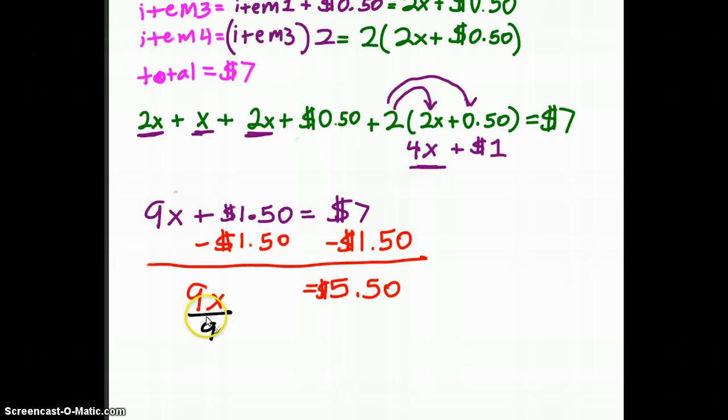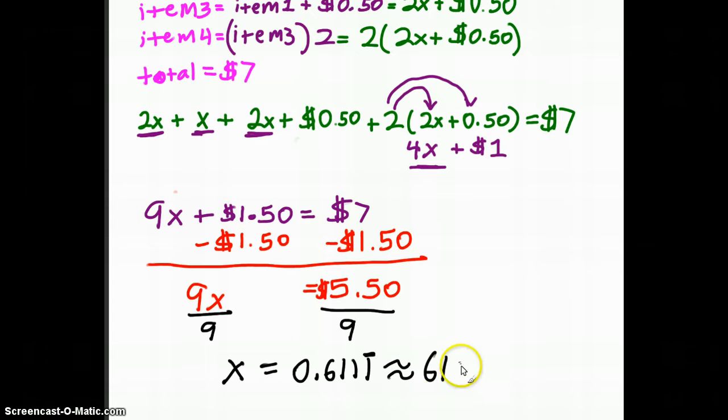If we divide by 9, that's going to cancel out the 9's right here and leave us with just x. So we need to do the same thing over here with the $5.50. So doing that, we're going to get $5.50 divided by 9, which comes out to be roughly 0.6111 repeating. So we know that x is approximately going to be 61 cents.